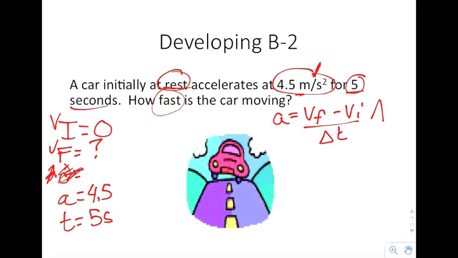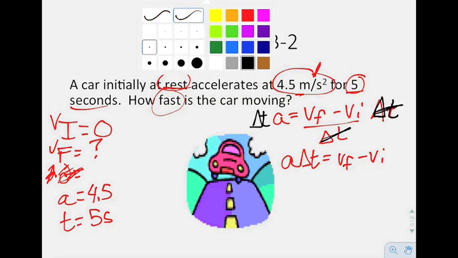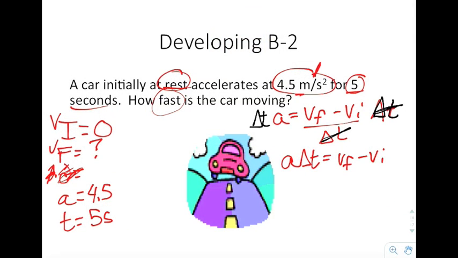We're going to multiply both sides by delta t. And when we do that, you can see what I've done algebraically is the same on both sides. That's going to cancel this delta t out, and it's going to leave me with the equation a delta t equals vf minus vi.